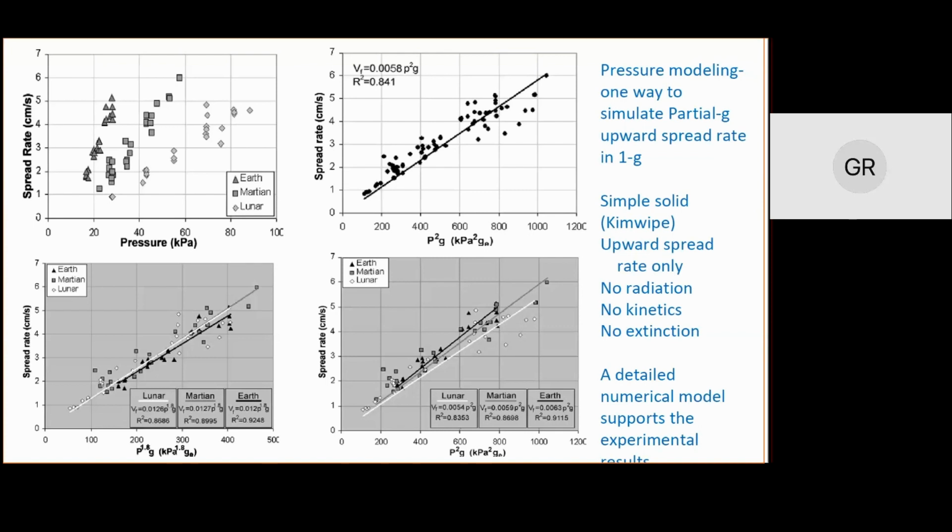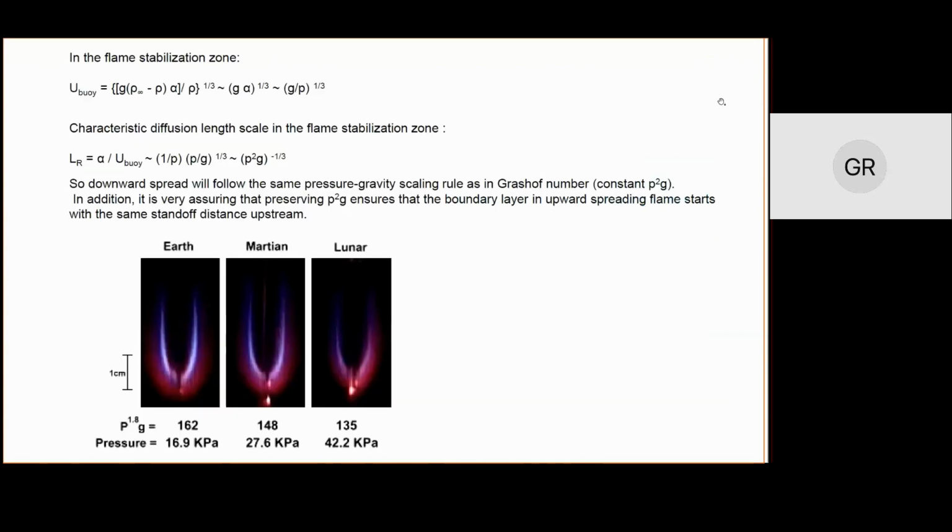Despite that, we thought this is a very small defect, and it could be because we use a relatively narrow sample. So we will still refer to it as P squared G. But remember, this is the Kimwipe. It's very simple stuff, only for upward spread. We have no radiation, no kinetics, and cannot study extinction because the pressure is different. Next, one more minute.